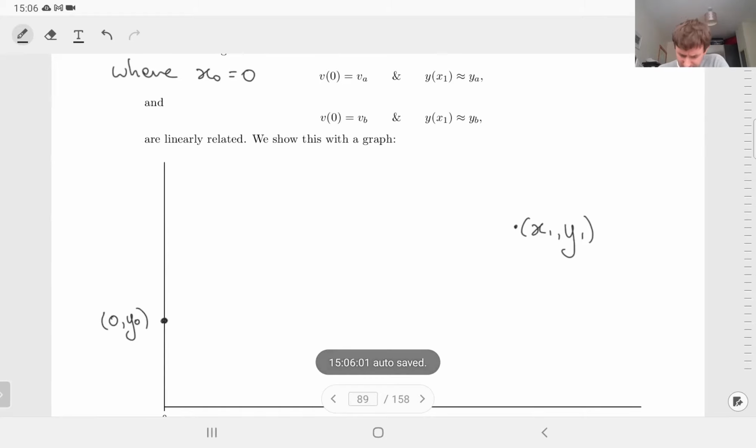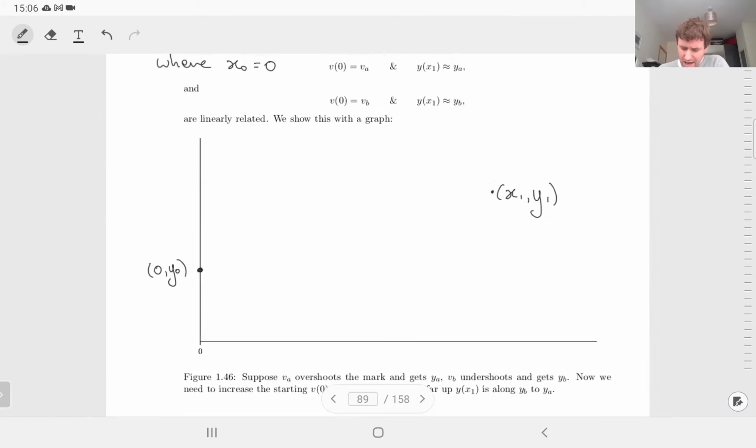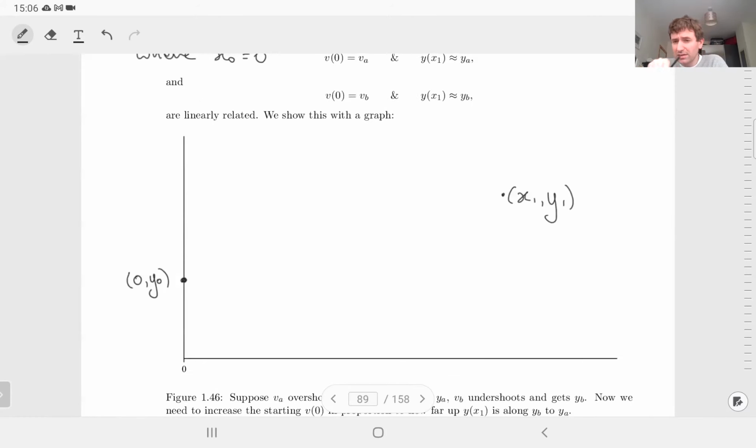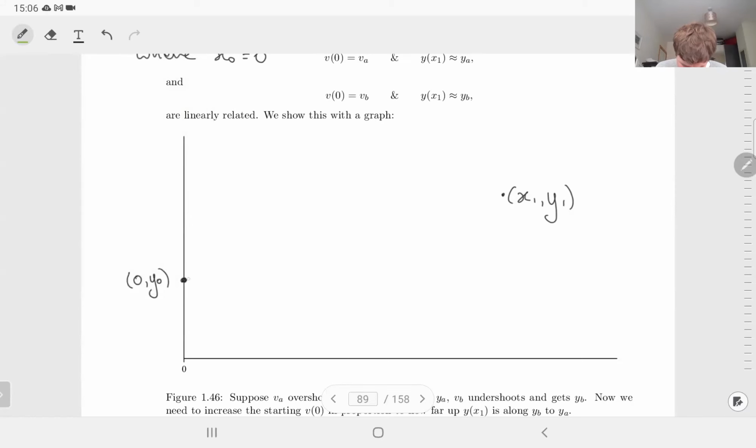So am I starting with an undershot? Yeah, we're going to start with an overshot. Let's say we aim straight at the final point. It's difficult for me to do this here, but imagine just shooting from 0, y0 to x1, y1. You just shoot straight at it. So this is taking an initial slope V of VA.